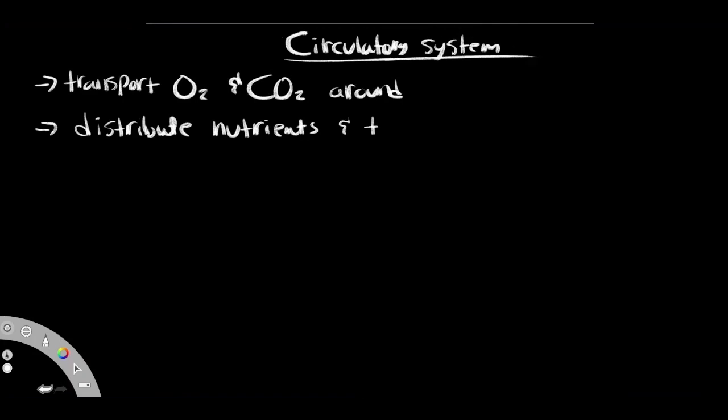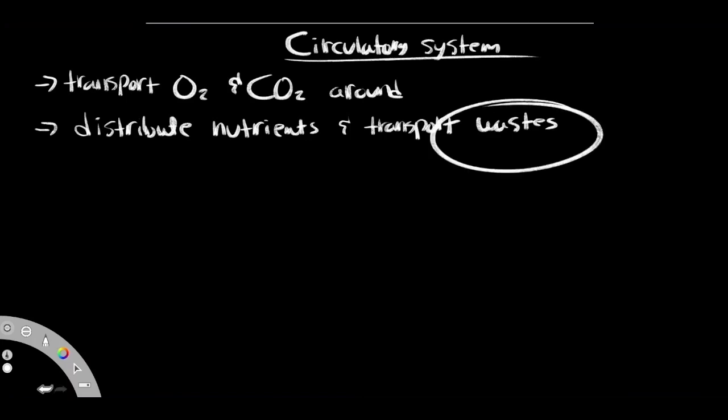Okay, and then there's also a transport of wastes. A good thing to note: the circulatory system, the first thing that pops into your head is blood, right? Well, blood can also be filtered out as a waste product. How do we filter out the blood? We urinate it out. That's waste as well. So the circulatory system also works in conjunction with the excretory system, the waste system too.